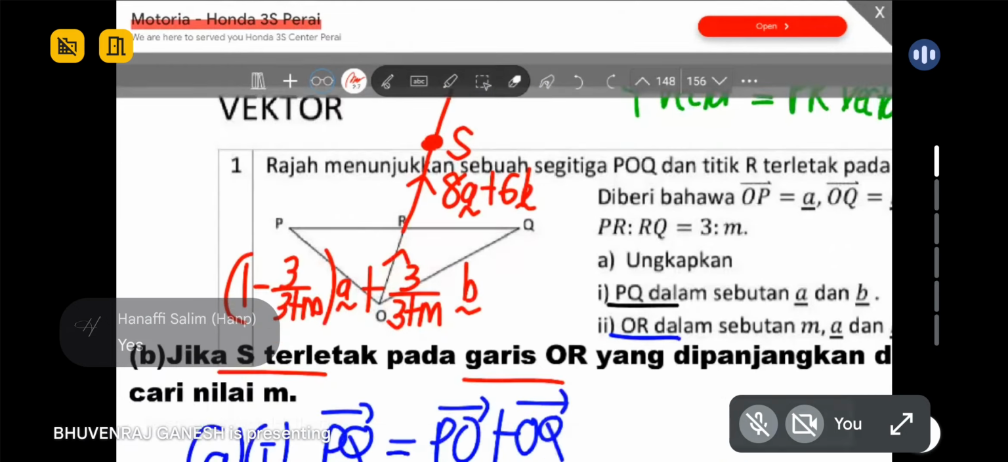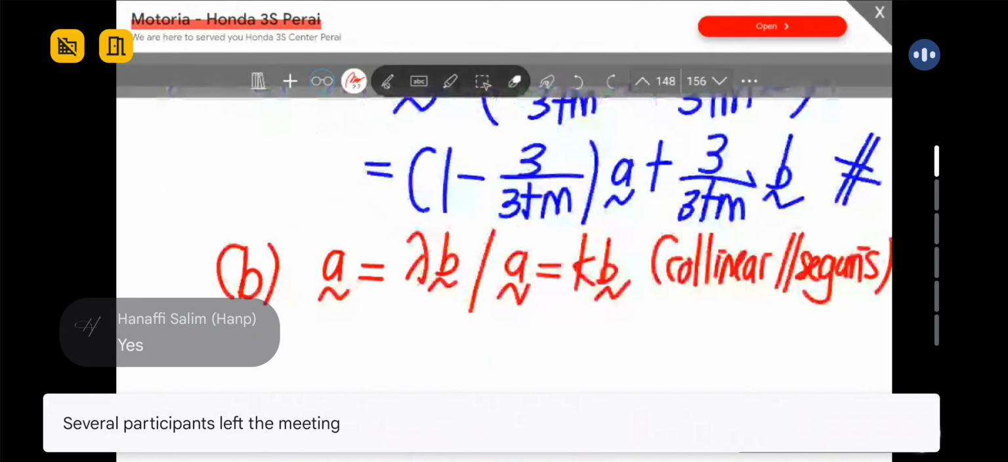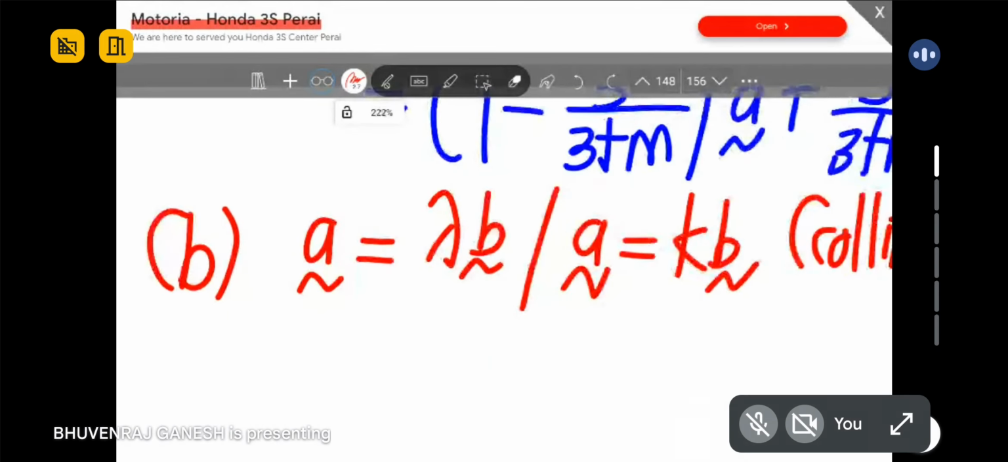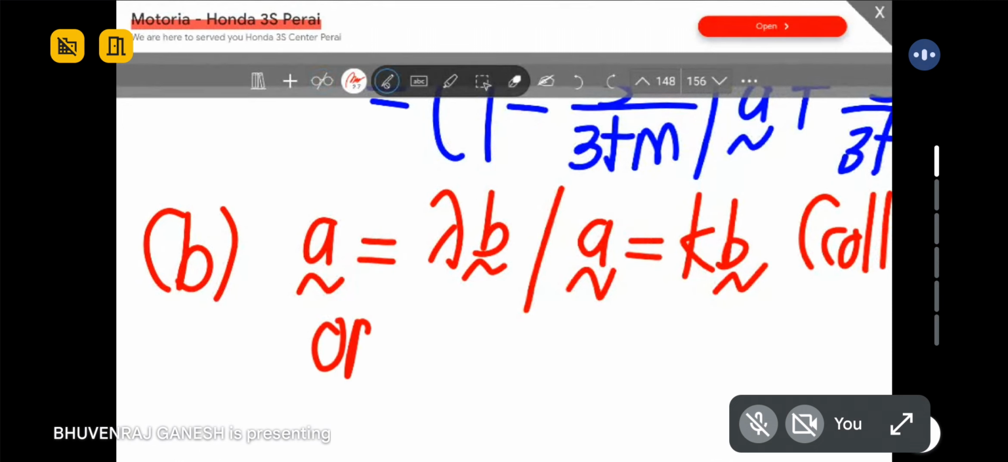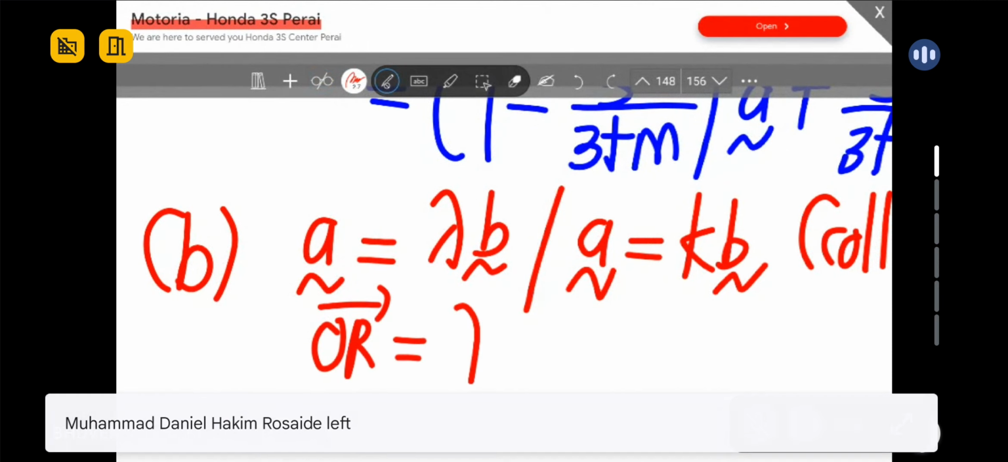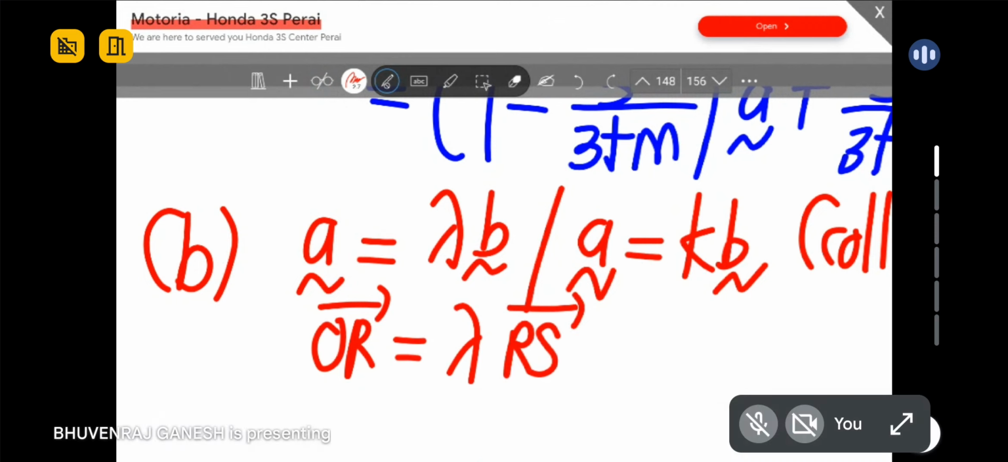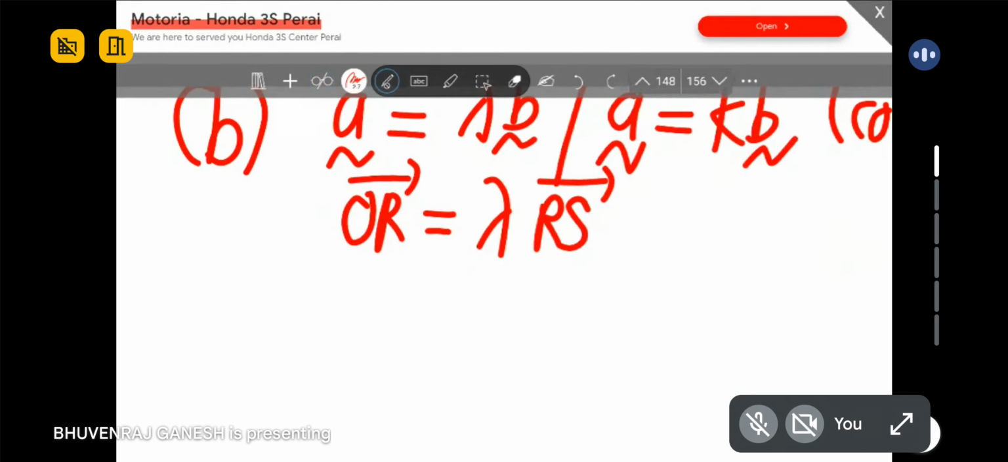Alright. So now guys, you must compare. So now you're talking about ORS, right? So you guys can compare OR equal to lambda RS. Am I right? Kamu boleh buat perbandingan macam ni lah. Okay, this is the comparison right now. Okay, so OR, you guys can substitute your answer for OR.